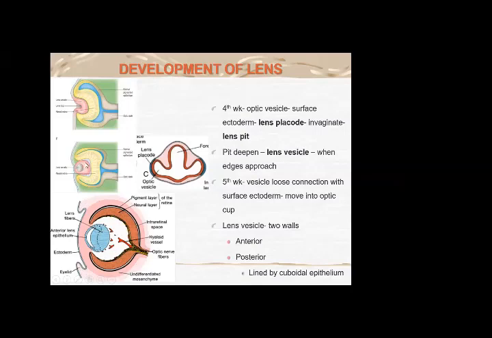This is a vesicle, the two lips approaching each other. So this is a cavity inside the developing lens. This is the cavity inside the developing lens. Here, this is the cavity, this is the developing lens. So it has two walls, an anterior wall and a posterior wall.